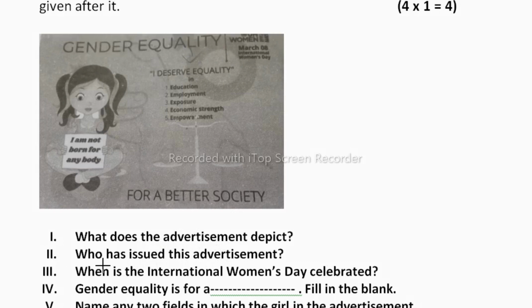Now the next question is who has issued this advertisement, meaning through which organization this is advertised. So here you can see UN Women Organization. And the next question is when is the International Women's Day celebrated? This also you can see here only: 8th March, International Women's Day. So basically all the answers you will see in this poster only. Here you need not use your prior knowledge. Whatever is there in the poster, that answer you have to write from the poster only.